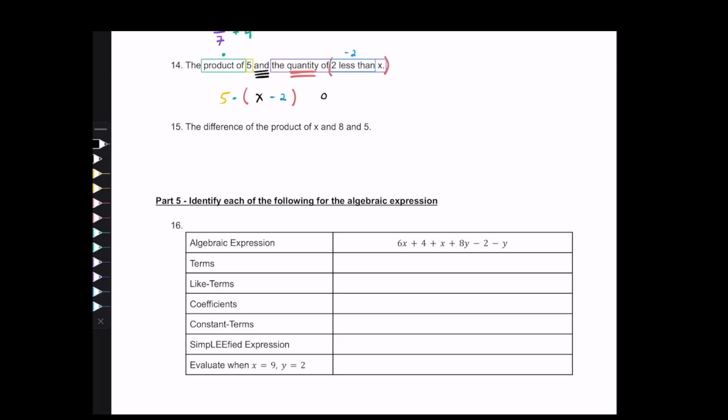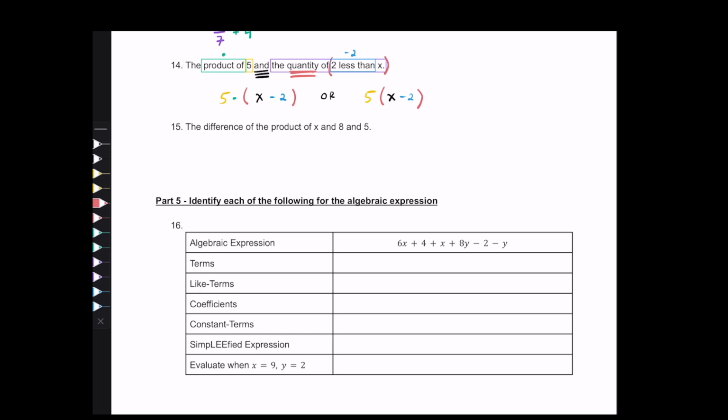Instead of writing this, we should simplify this down and instead write it as 5, and then we don't need the dot. It's unnecessary because we know it's implied if we don't write it. And so we really have this 5 times the quantity of 2 less than x, or x minus 2. They mean the same thing.